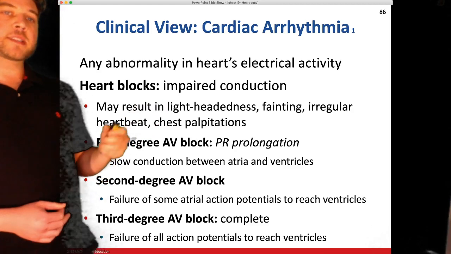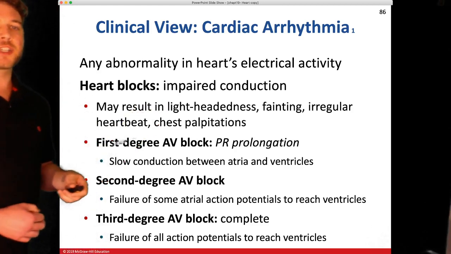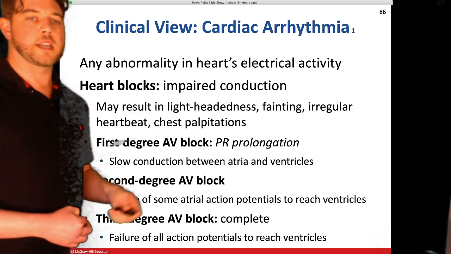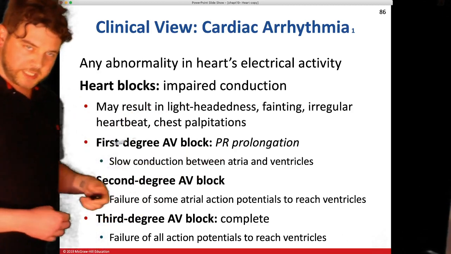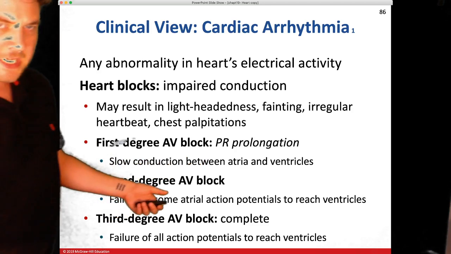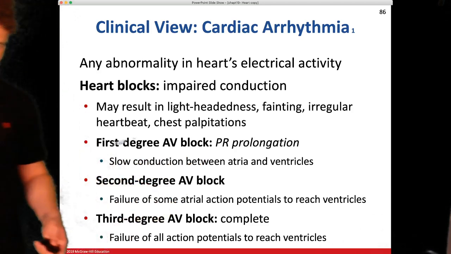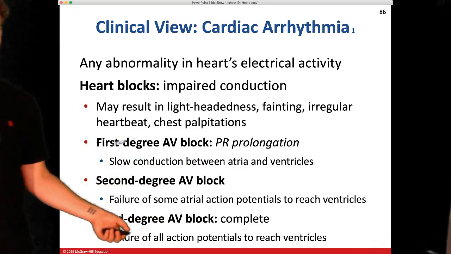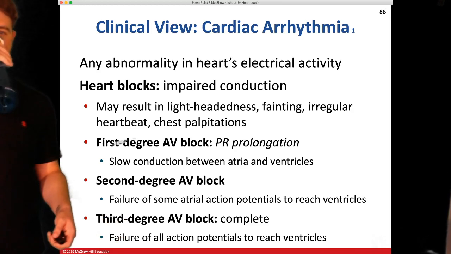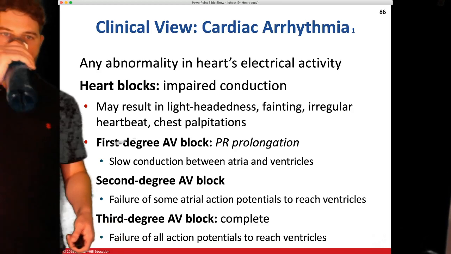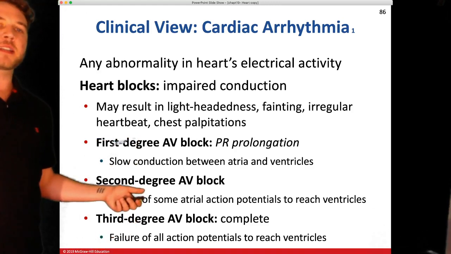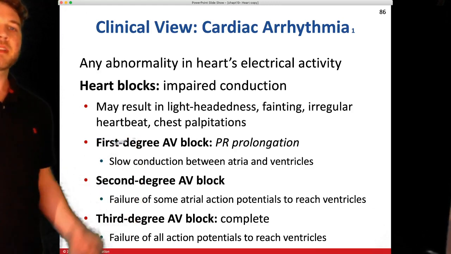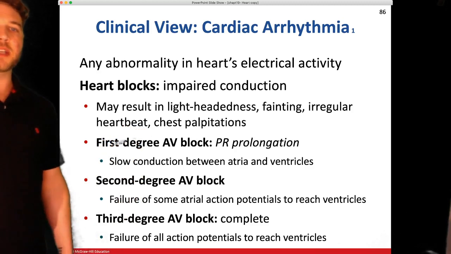All right, cardiac arrhythmias. You can have heart blocks, impaired conduction. A first degree is a PR prolongation, slow conduction between the atria and the ventricles. Second degree AV block is a failure of some atrial action potentials to reach the ventricles. And then third is complete, a failure of all action potentials to reach the ventricles. Obviously, third is worse than second is worse than first. Symptoms include lightheadedness, fainting, irregular heartbeat, and chest palpitations.